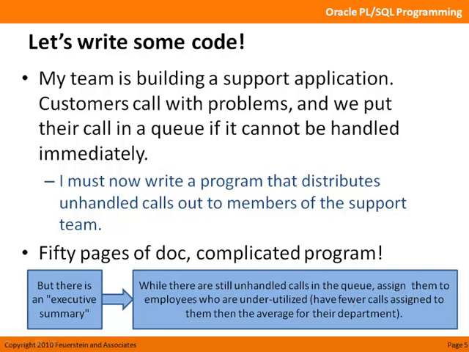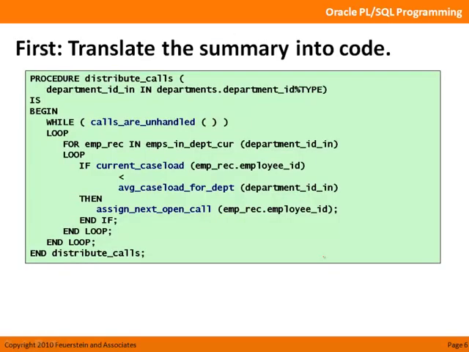So what I'm going to do is start with the executive summary. So the first step in this process of writing tiny chunks of code is to identify the highest level of expression of the algorithm of the program you need to write and translate it into code. So here's the first pass at my distribute calls procedure. I pass in the department ID. That's the department that has the support team members in it, to which I need to distribute the calls.